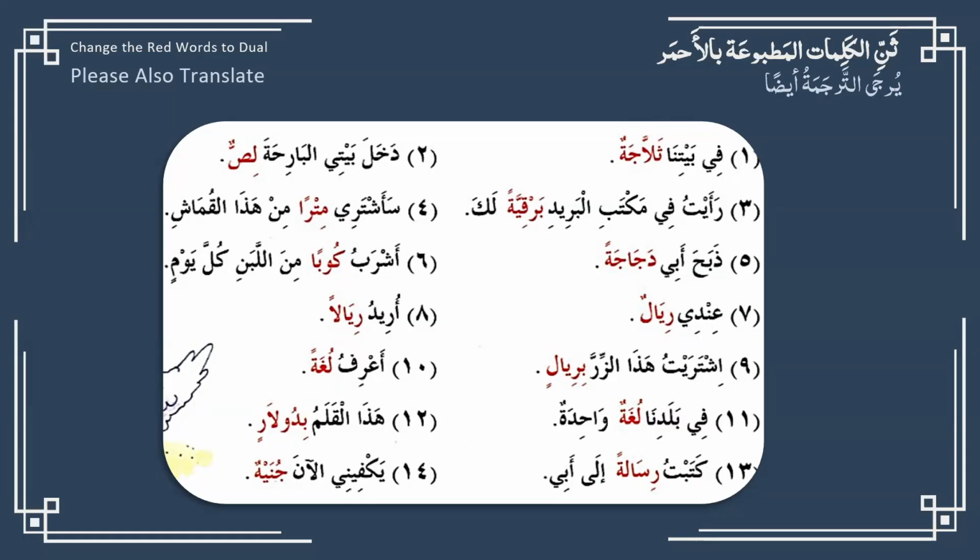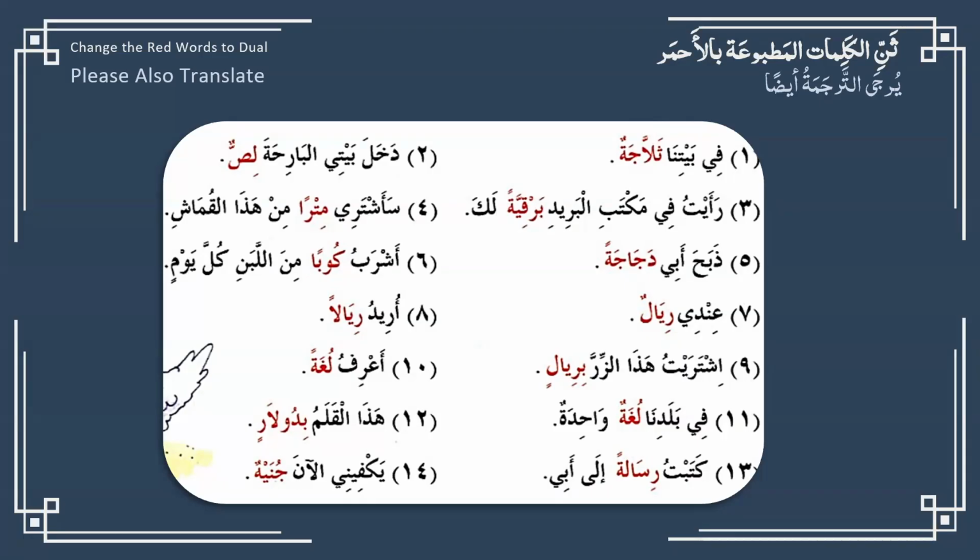ذبح أبي دجاجة. My father slaughtered a chicken or a duckling or duck. أشرب كوبا من اللبن كل يوم. I drink a glass of milk every day.